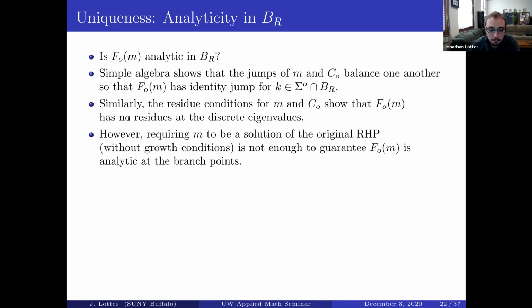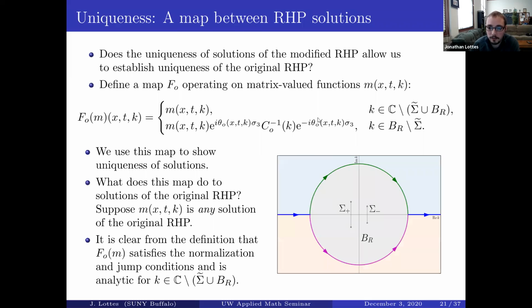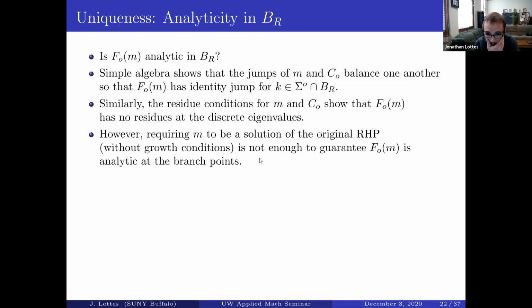You can play the same game with the residue conditions. M solves that Riemann-Hilbert problem, so it has some residues. C naught solves that Riemann-Hilbert problem, so it has residues, and they cancel each other out. And so at all the discrete eigenvalues, F naught of M has zero residue. So it's analytic at those points as well.